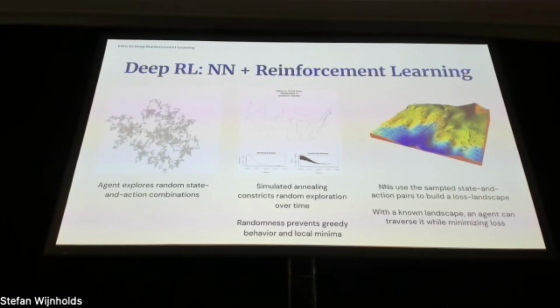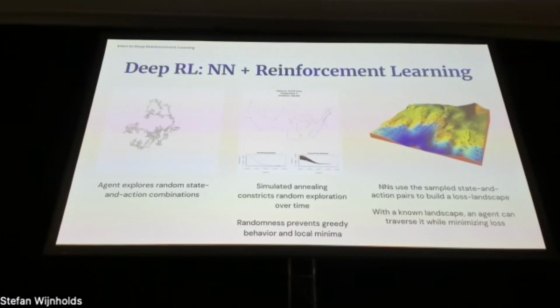So the main pillars here are that you have an agent that explores random state and action combinations. And then over time, you actually cool down that randomness, which is essentially needed to stay out of local minima. That information is then passed to the neural nets, which take all of that sampled state and action information and essentially build up a loss landscape, with the idea being that once you have a loss landscape, an agent can traverse that landscape with minimal loss.